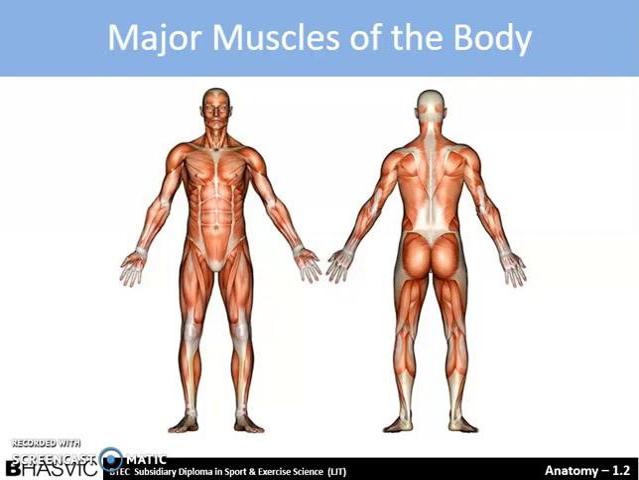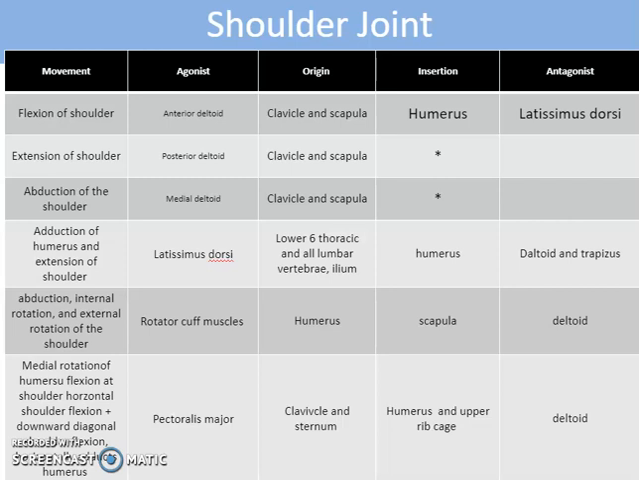Hello, this is 1.2 and this is the major muscles of the body. This includes the movement, the muscle, origin, insertion, and antagonist. This is the first section. This is the shoulder joint.